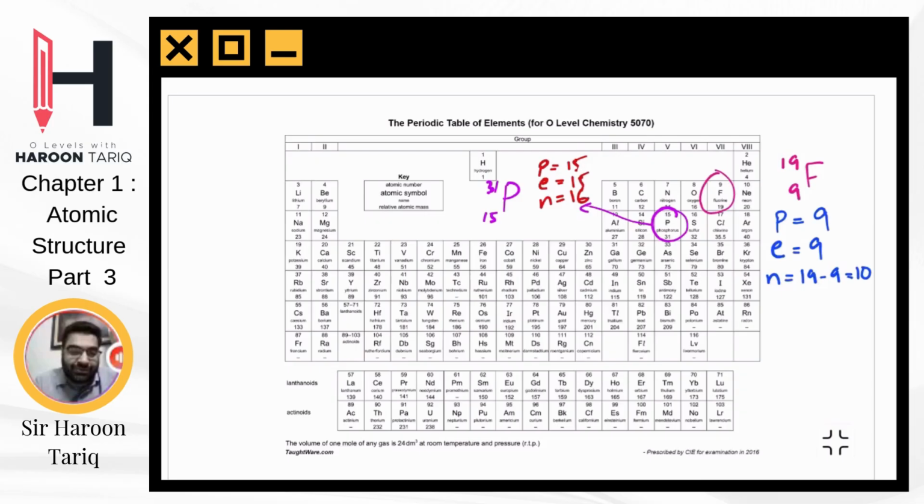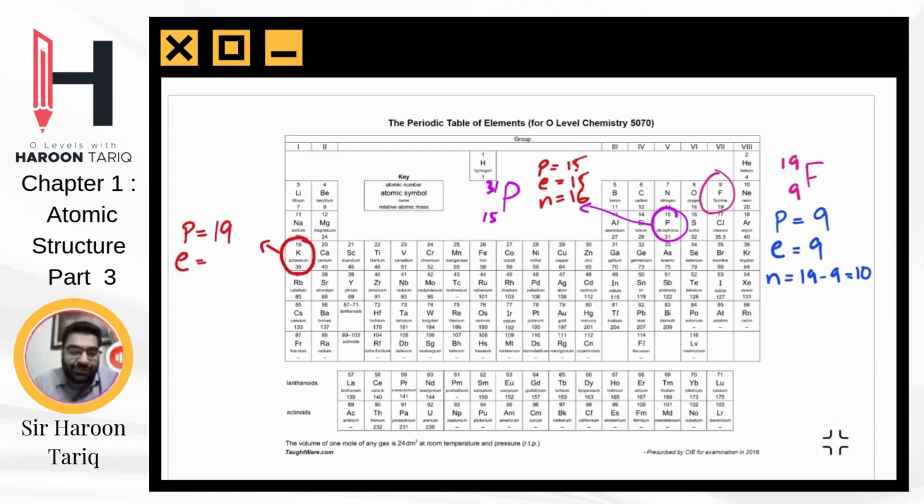I have potassium here. How many protons? Proton is the smaller number. We have 19 and 39. So the smaller number is 19. So 19 is the proton number.